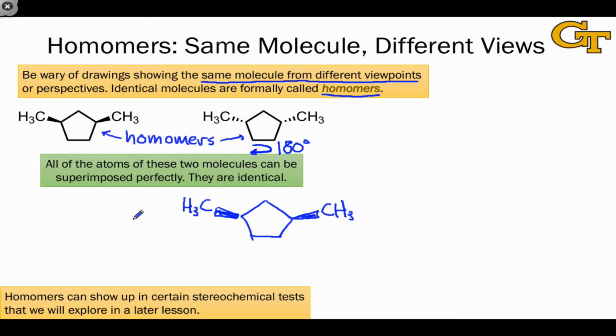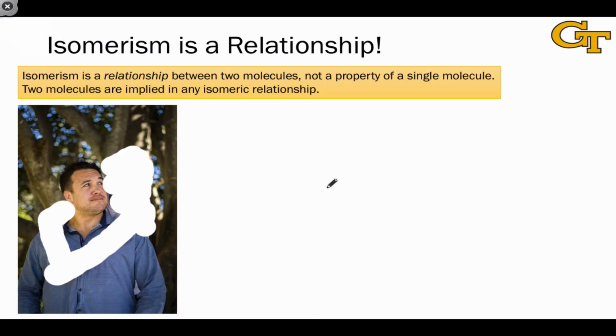Although this idea of a homomeric relationship might seem silly, this will show up in certain types of stereochemical tests that we're going to look at in a later lesson when we become concerned with the question of stereochemical environments around groups within a single molecule. The last point I want to make about isomerism, and it's a really important one to think straight about how isomerism works, is that isomerism is a relationship, and as in any relationship, two molecules are implied here. Isomerism is a relationship between two molecules, not a property of a single molecule.